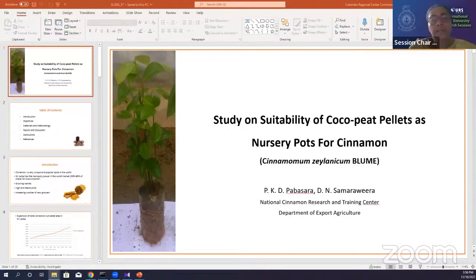Okay, go ahead. Yeah, for our recommended media, it will cost around only 20 rupees. 20 rupees per plant? 20 rupees per pot, per pot, for the production of a pot with recommended media. But with the cocoa peat, it will cost around 35 rupees. So the cost is very high.